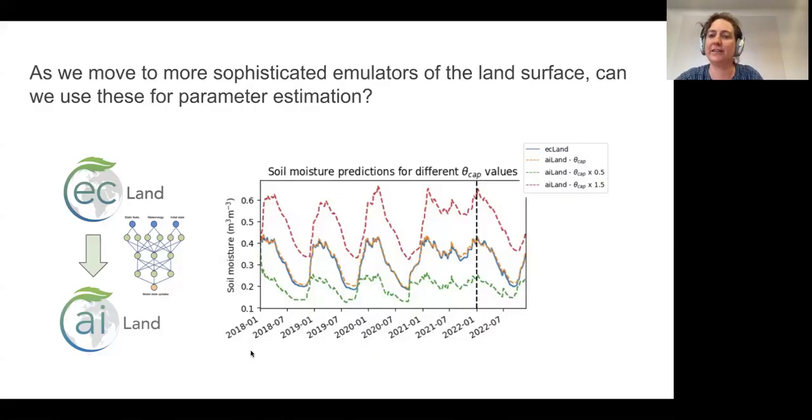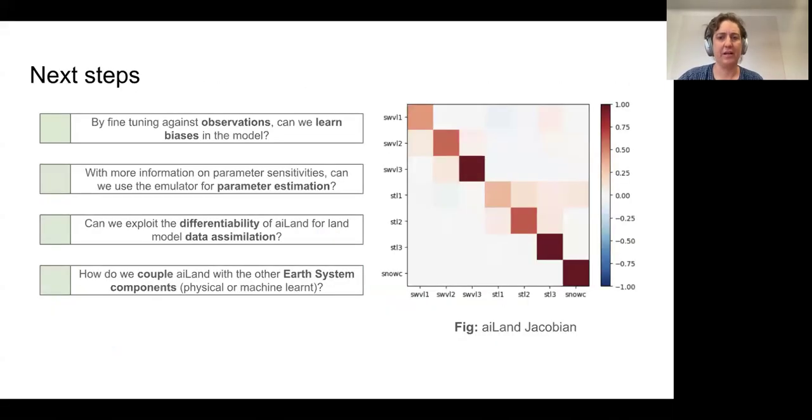So this is looking at theta cap, field capacity. And if we change it in the machine learned model in AI land, we can see that we're getting the right kind of behaviors. We increase it, the soil moisture content increases. We decrease it, the soil moisture content decreases, which is what we expect. So it's getting the right kind of physical behaviors, which is reassuring. But we will need to give it more data about the parameters for it to be helpful for parameter estimation.